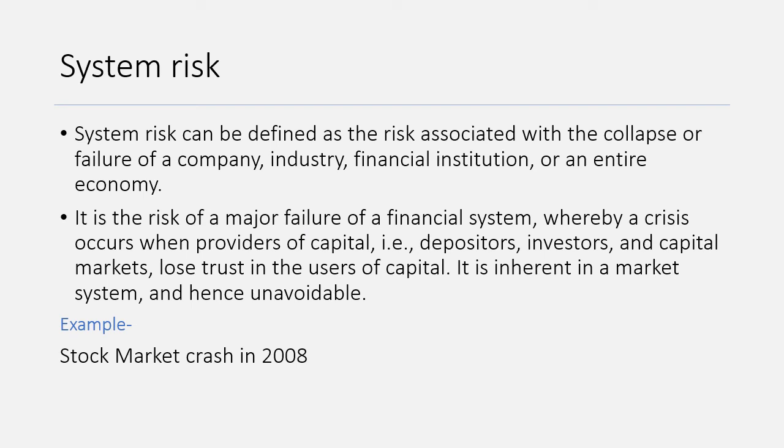System risk. System risk can be defined as a risk associated with the collapse or failure of a company, industry, financial institution, or an entire economy. It is a risk of the major failure of a financial system, whereby a crisis occurs when providers of capital, that is, depositors, investors, capital markets, lose trust in the users of capital. It is inherent in a market system and hence unavoidable. Example, stock market crash in 2008.